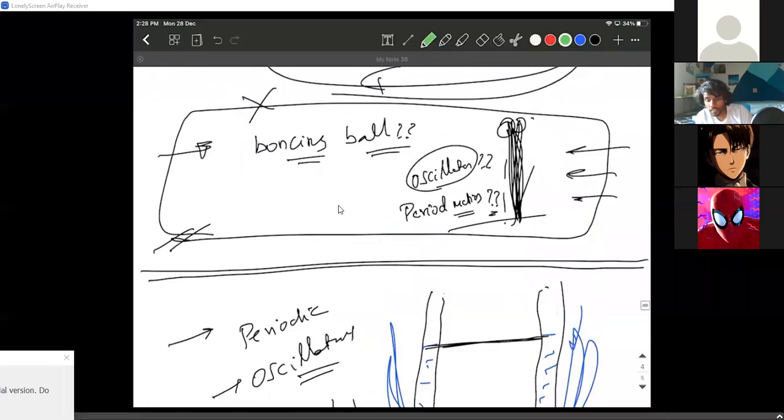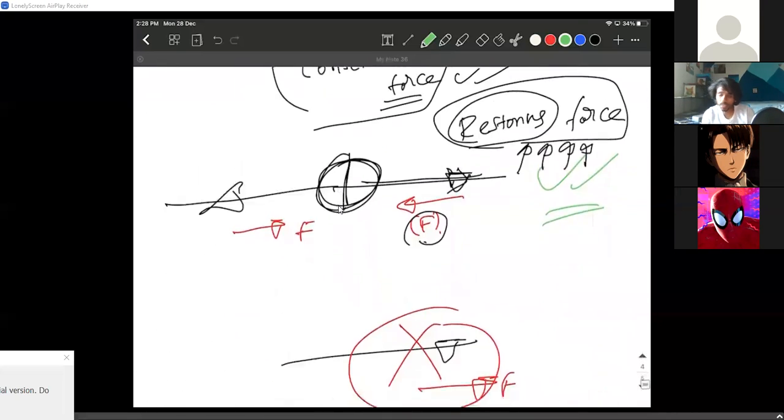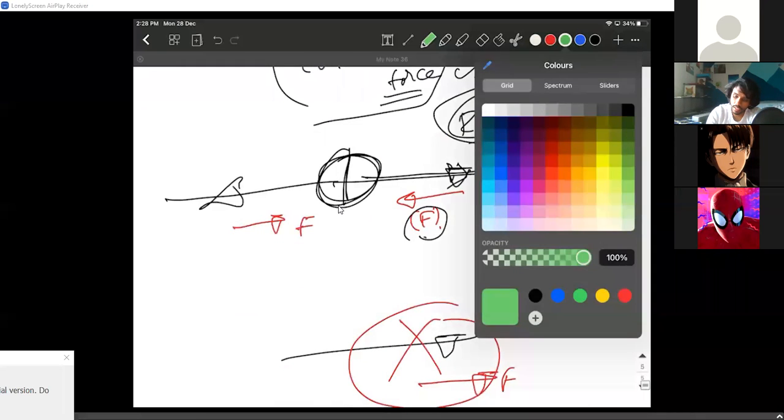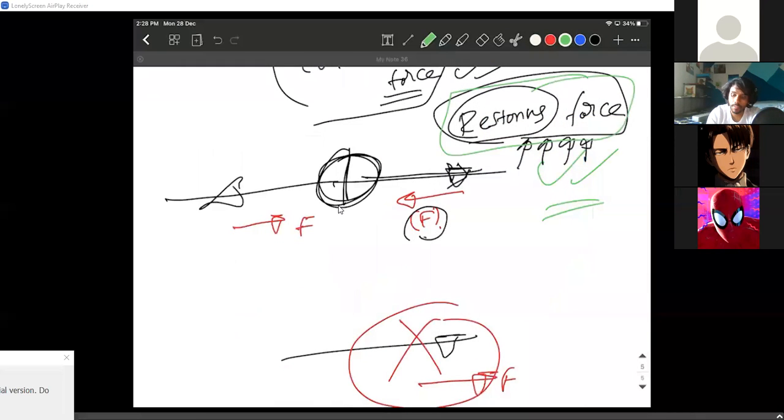So the idea of restoring force is the most important thing, guys. Every time you look at a problem, every time there is an oscillation, that is important. If you are dealing with a question from simple harmonic motion, or oscillations, the first thing you should be looking at is where the restoring force is. Okay. Let me ask a simple question.